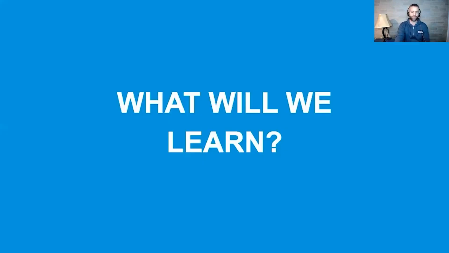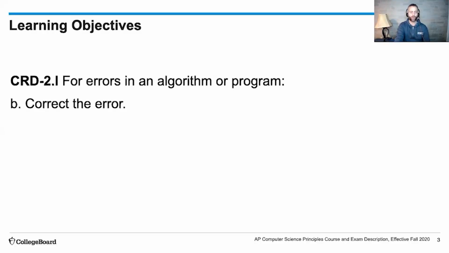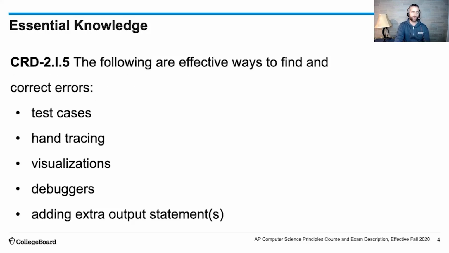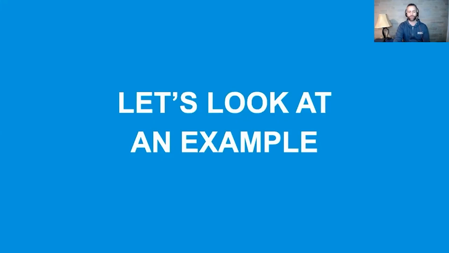So, what specifically will we learn? Well, we're going to learn how to correct the error that's in an algorithm or in a program. We want to understand that the following are effective ways to find and correct errors: test cases, hand tracing, visualizations, debuggers, and adding extra output statements. So let's look at some examples.